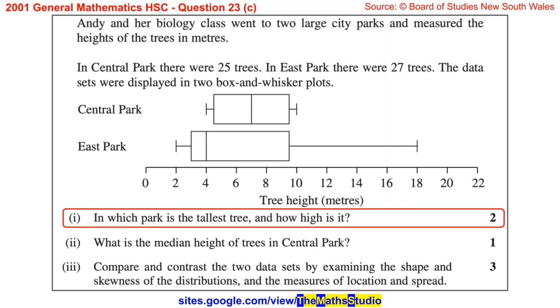Question 23, Part C. Andy and her biology class went to two large city parks and measured the heights of the trees in metres. In Central Park there were 25 trees. In East Park there were 27 trees. The data sets were displayed in two box and whisker plots. Part 1. In which park is the tallest tree and how high is it?